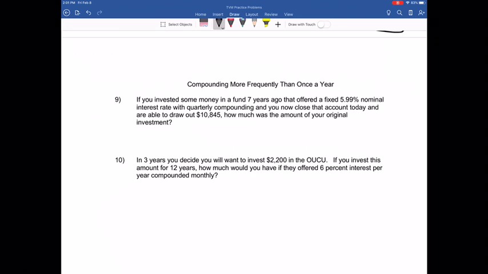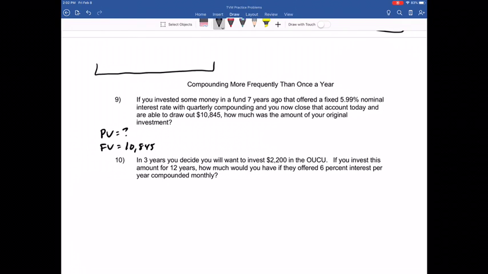We are able to draw out $10,845 at the end of this 7 years, and we want to know how much was the amount of your original investment. Hopefully, as you read this, you know that we are solving for the present value. How much did I start with in order to have $10,845 at the end of this 7 years? One thing that might be nice, again, would be drawing a timeline. In time period 0, I'm trying to solve for this amount. And then I have $10,845 as my future value at the end of this 7 years.